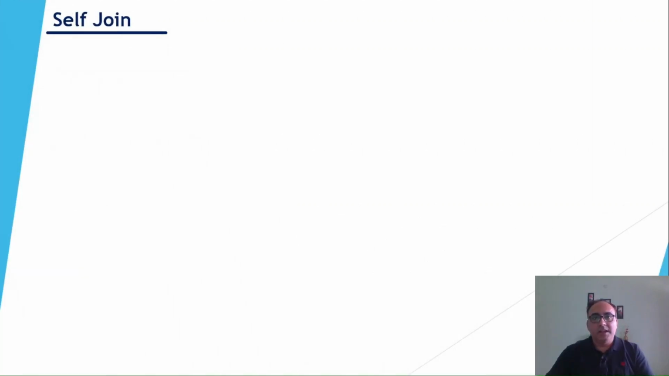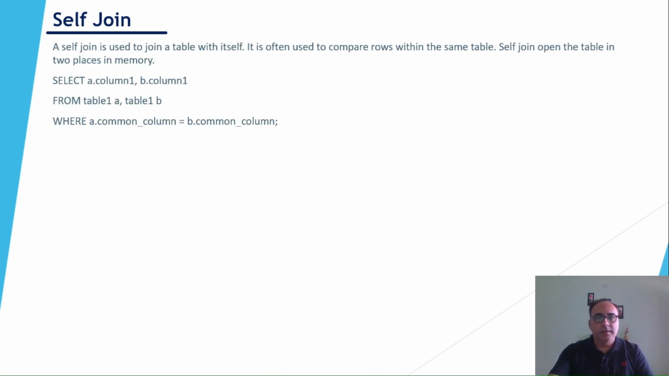Now let's talk about self join. Self join is basically used to join a table with itself. It is used in order to compare rows within the same table. What the database engine basically does is open the same table in two memory spaces, and then start comparing different rows. The syntax of self join is: select A.column1, B.column1 from table1 A, table1 B where A.common_column is equal to B.common_column.